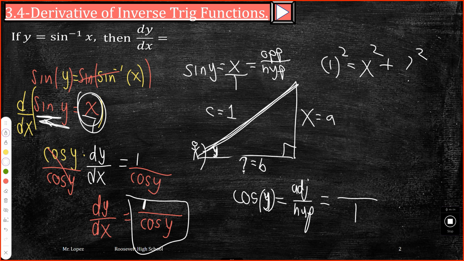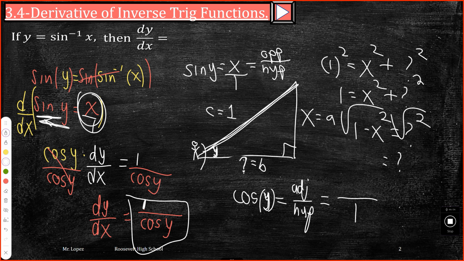Yes? Making sense so far, no? So we got 1 squared is 1 equals x squared plus the question mark squared, that is b, no? But I'll leave it as question mark. And then we can subtract it, and we're going to get 1 minus x squared equals question mark squared. And then we can square root it, and then we're going to get the question mark is square root of 1 minus x squared.